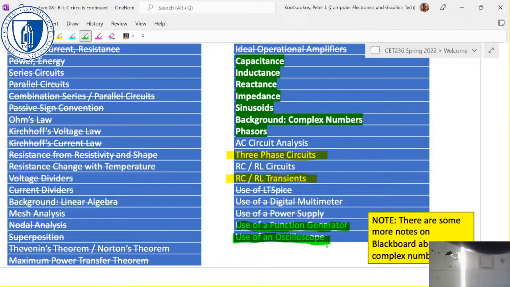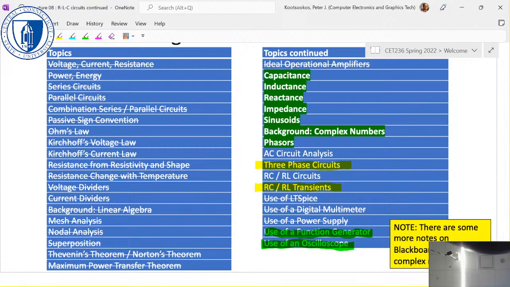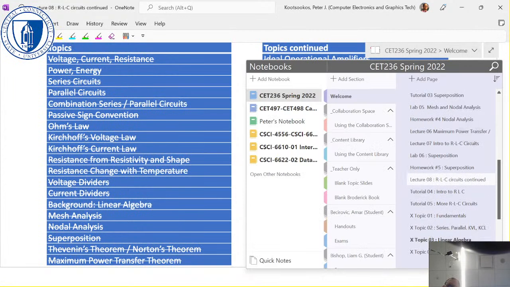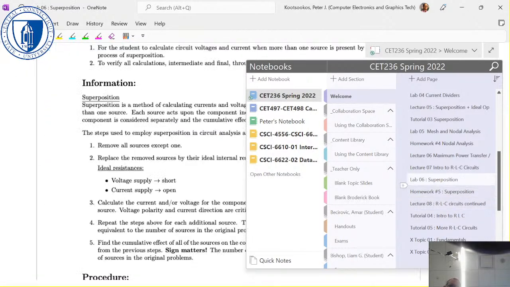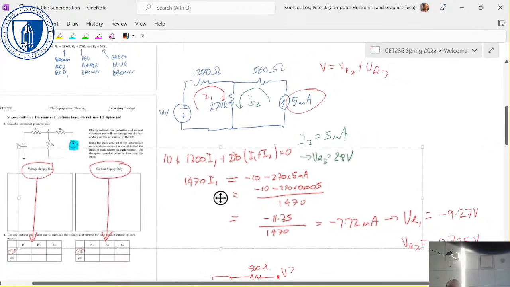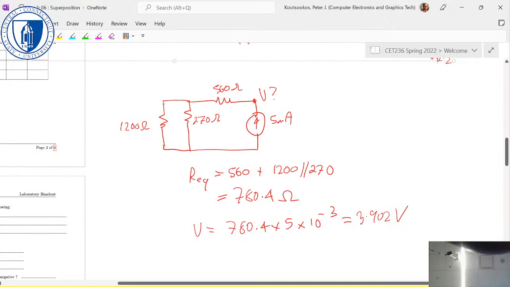I do want to spend some time going back over everything else we've done, but with the lens of now we've got impedances rather than resistances. Okay. So these are the notes that I wrote the other day, and remember, this is superposition. So we've got to replace the voltage source with its ideal, which is a wire, and then replace the current source with its ideal, which is an open circuit.